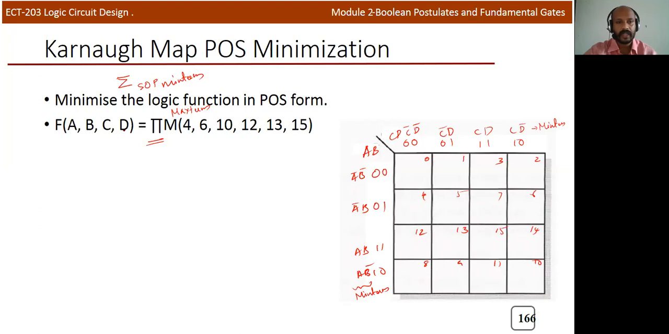Now we need to indicate this function as a pi m, which is the POS representation. So instead of writing 1, we will mark zeros. First we need to indicate 4.